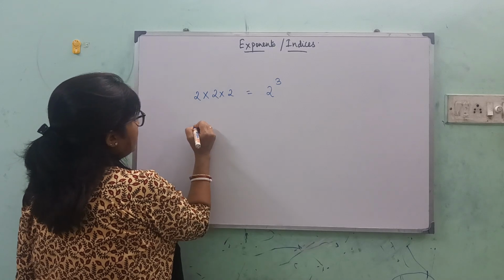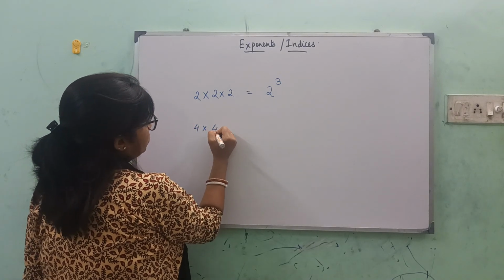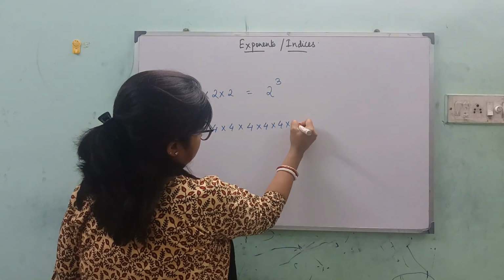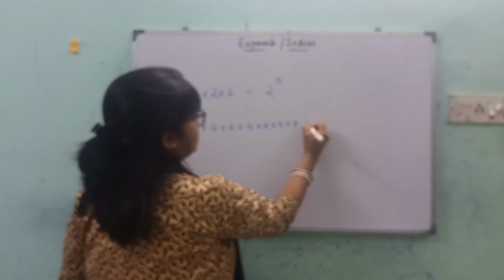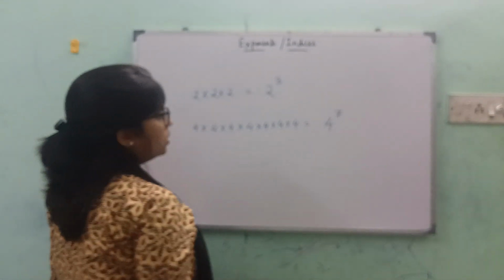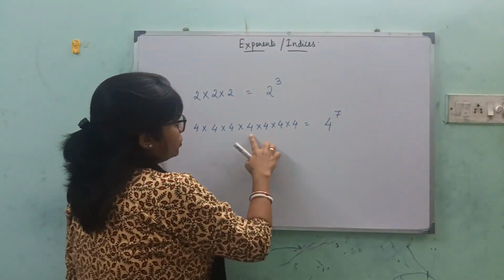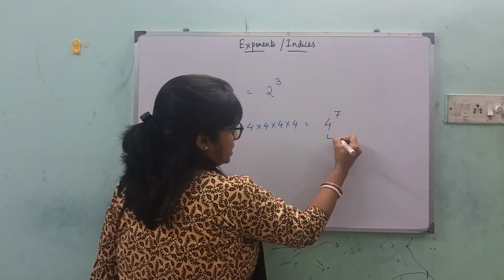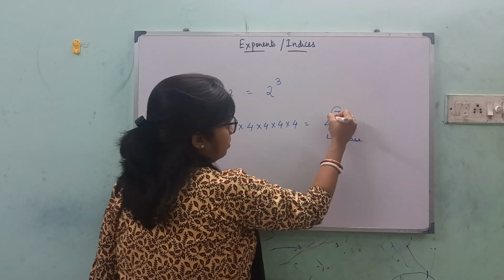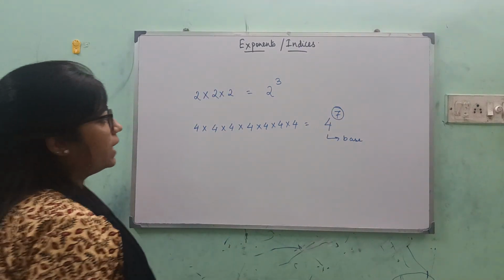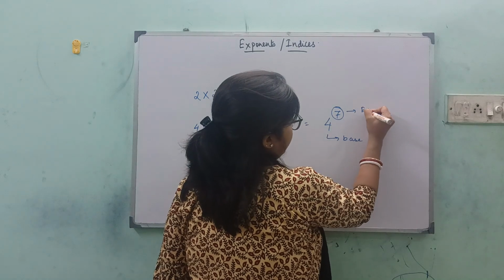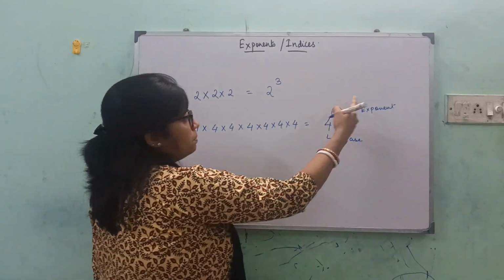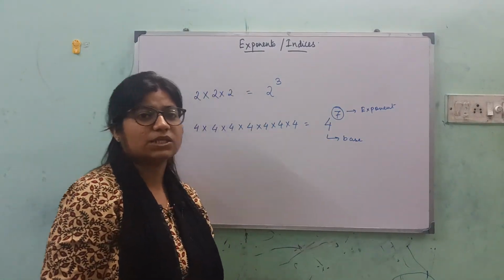So for example, if I multiply 4 1, 2, 3, 4, 5, 6, 7 times, so 4 to the power 7. So how is it read? This one, which is the number that is multiplied n number of times, is called the base. And the number of times that it was multiplied is called the exponent or index. And how do we read it? We read it as 4 to the power 7 or 4 raised to the power 7.